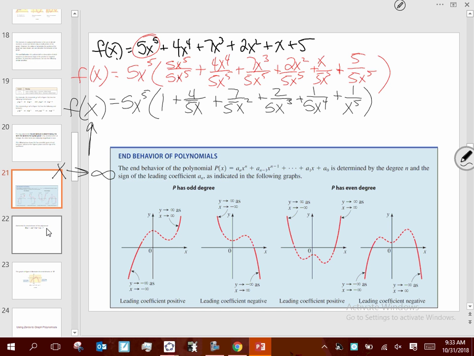Plug $1 billion in here: 5 times $1 billion to the 5th. Let's take $1 billion, 9 zeros, and multiply that by itself 5 times. Is that a really, really big number? And multiply that by 5. Is that an even bigger number? Just keep that in mind. When I plug in $1 billion here, obviously there's nowhere to plug it in, it's just 1. When I plug in $1 billion here, what's 4 divided by 5 billion really close to?